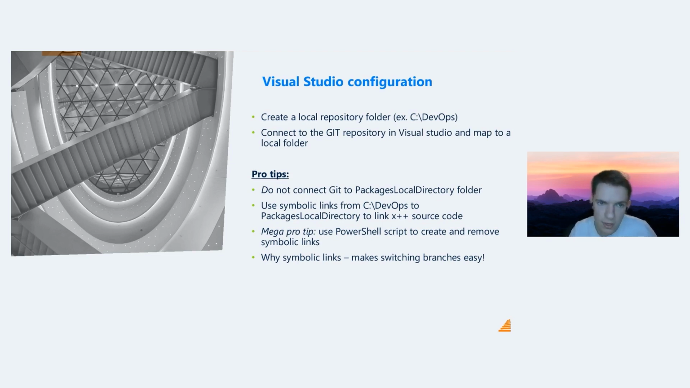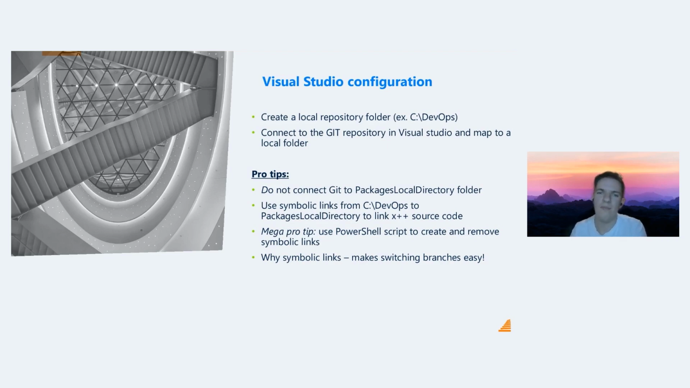So there's a hack, a really good one, that allows you to get the code from the local repository folder to the package's local directory. You should use symbolic links, folder shortcuts from your, let's say, C DevOps to the package's local directory, and that will bring the folders that are in the local repo folder to the package's local directory, and Visual Studio and the F&O servers will see these files, so you will actually have code.